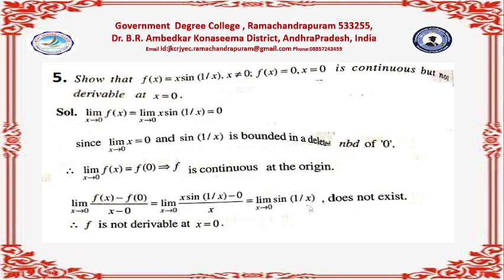It is an oscillating function. Sin 1 by x value changes between minus 1 and plus 1, hence the limit does not exist. Therefore f is not derivable at x is equal to 0. So it is only continuous at 0 but it is not derivable at 0.